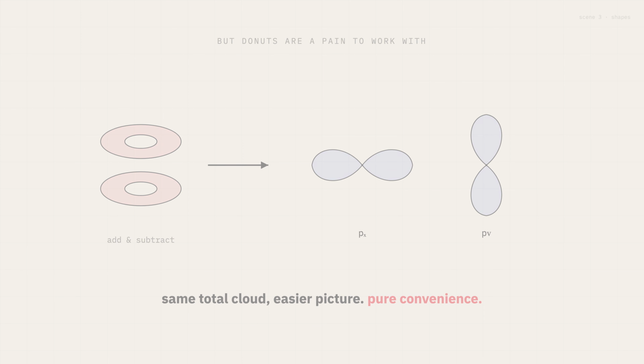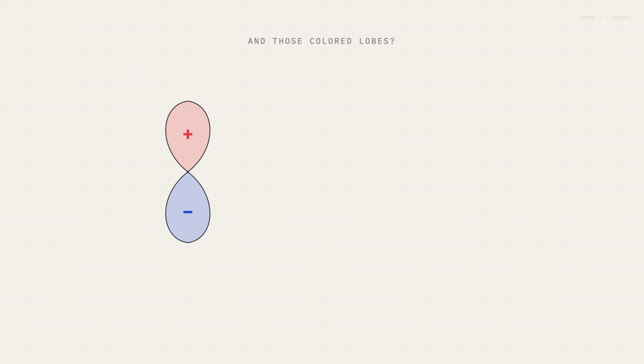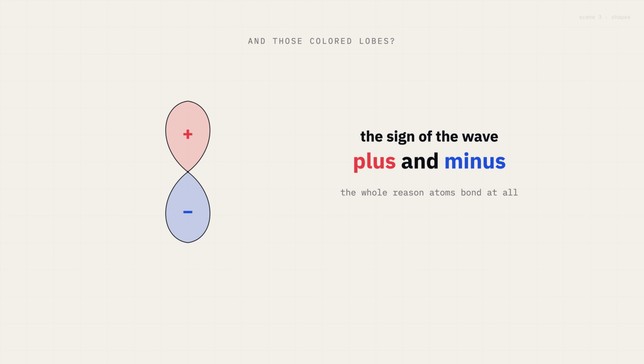Pure convenience. And those colored lobes, one red and one blue, not decoration. That's the sign of the wave, plus and minus, and it's the whole reason atoms bond at all. The fuzzy gray cloud version quietly deletes it.